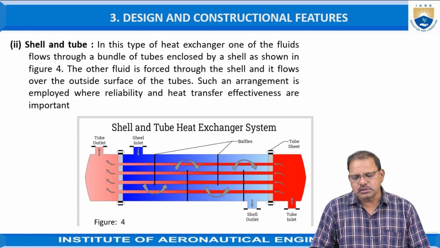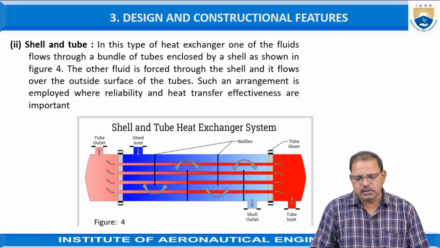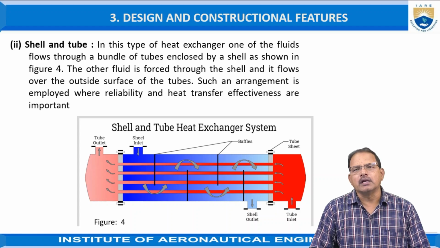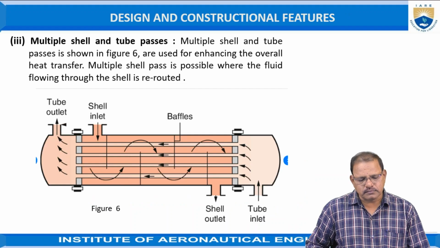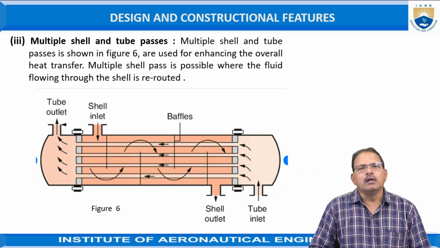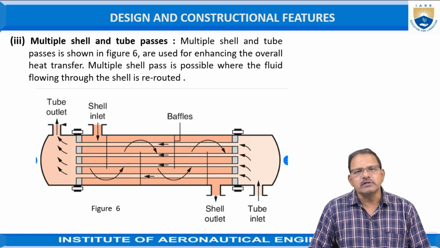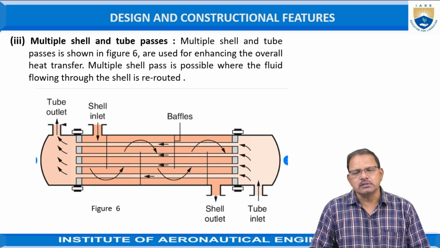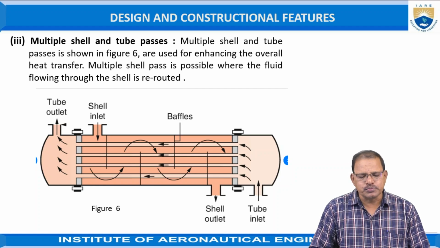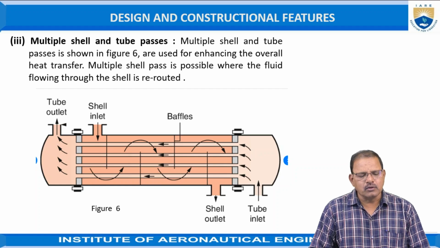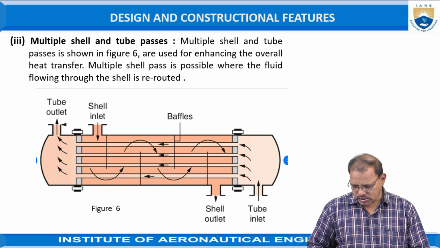The outer fluid is forced through the shell and it flows over the outside of the tubes. Such an arrangement is employed where reliability and heat transfer effectiveness are more important. Here, multiple shell and tube passes. In the previous case, just one shell is there, and it carries a number of tubes. But in this case, it consists of multiple shells and tubes, as shown in the figure, used for enhancing overall heat transfer. The multiple shell pass is possible where the fluid flowing through the shell is rerouted.